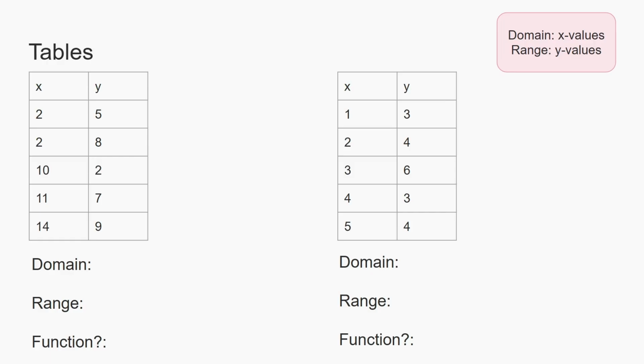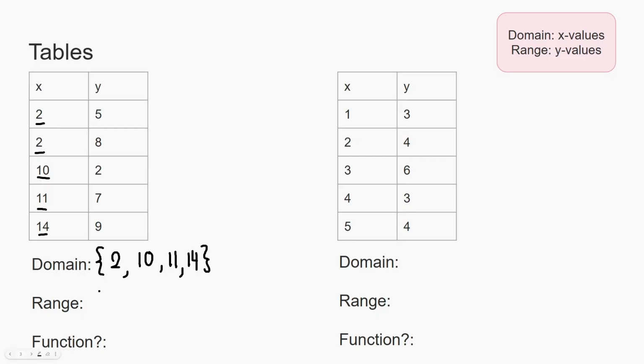So, let's start on this table on the left. Domain is your x values, so we look to this column. We see 2, 2, 10, 11, and 14. We write domain and range in set notation, which means we only need to write it once, even if it appears twice. For example, this 2, we only need to write it once. And then we write 10, 11, 14. We tend to write these in increasing order, so it's easier to read.